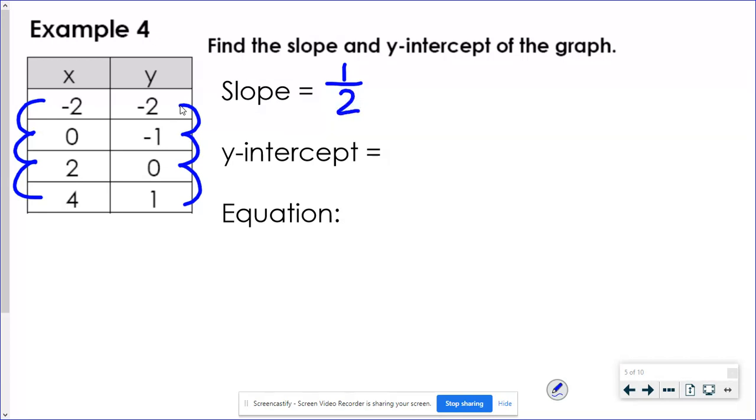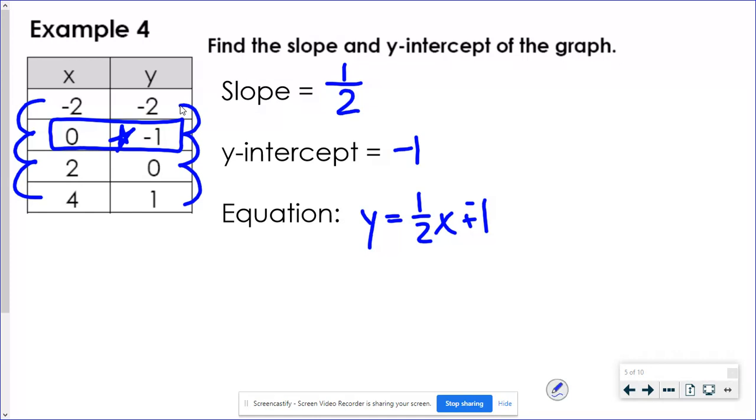My slope is 1/2. Again, if you really want to do the slope formula, go right ahead. I promise you're going to get the same answer. It's 1/2. The y-intercept, now I purposely have this one where I've got both intercepts. The y-intercept is when the x is 0. So my y-intercept is negative 1. So my equation is going to be y equals 1/2 x minus 1. Or you could certainly write plus a negative 1.